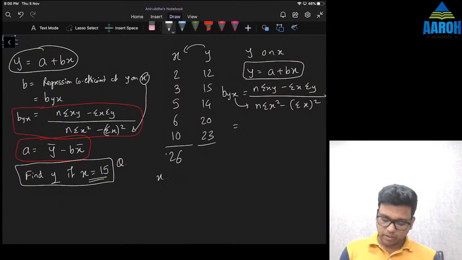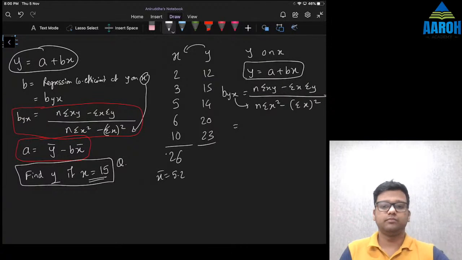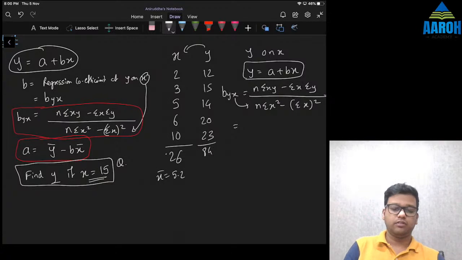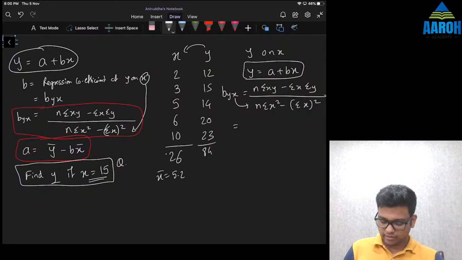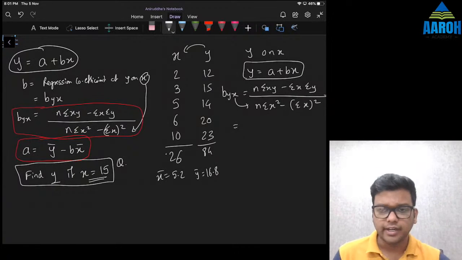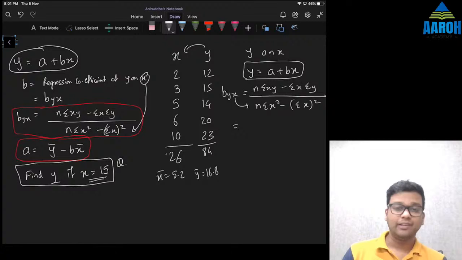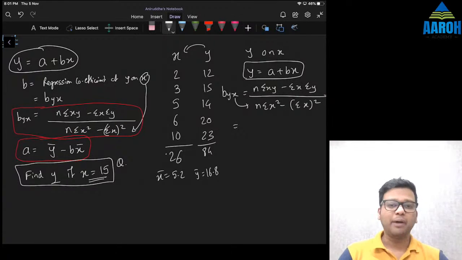We are going to need x bar also. So x bar is 5.2. Summation y is 84, so y bar is 16.8. Correct. Let's see if anyone can get byx. Fast, it should have come by now.